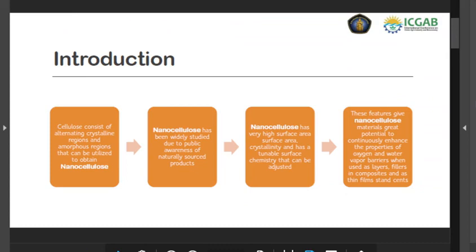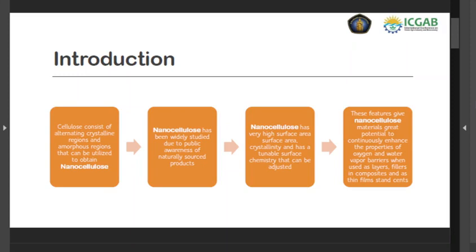Now we are going to the first slide. To begin with, I will be speaking about the potential of nanocellulose. Cellulose is the most abundant and renewable component of the plant cell wall and source of polymer on Earth. Cellulose global production is nearly 7.5 million tons. In recent years, nanocellulose has been widely studied due to public awareness of naturally sourced products.